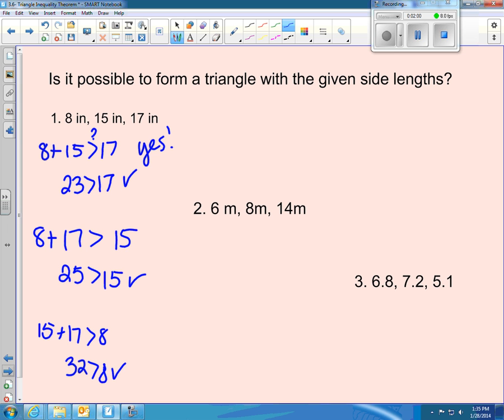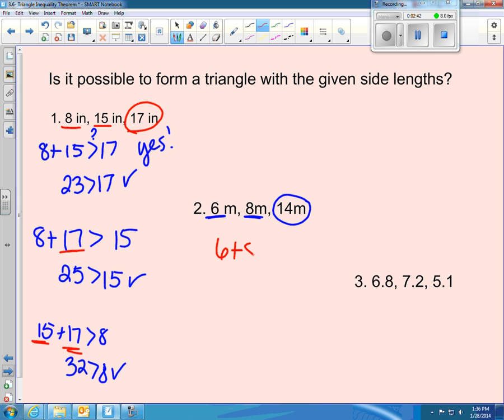Now, we can ask ourselves that all three times, or we can think about it this way. I can add my two small sides and see as long as it's greater than my third side, my largest side, then yes, it's going to be a triangle. If that doesn't happen, it's not going to happen the other way. Looking back at problem 1, 8 and 15 are my two small sides. As long as I add those two together and it's greater than 17, we know it's going to be a triangle, because 17, that one side alone, is already greater than the 15, and here both of these are greater than the 8. So we only need to do it with the two small sides.